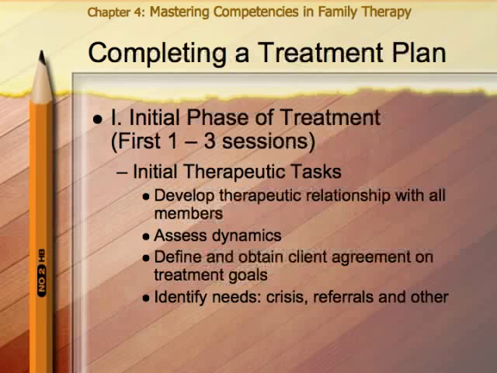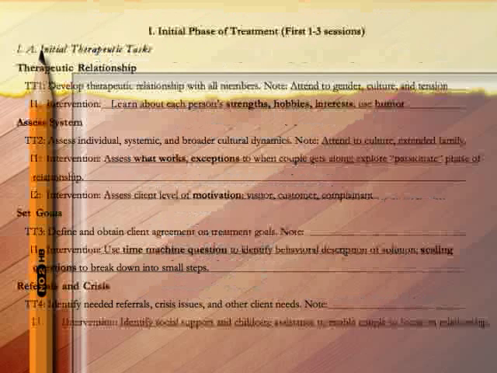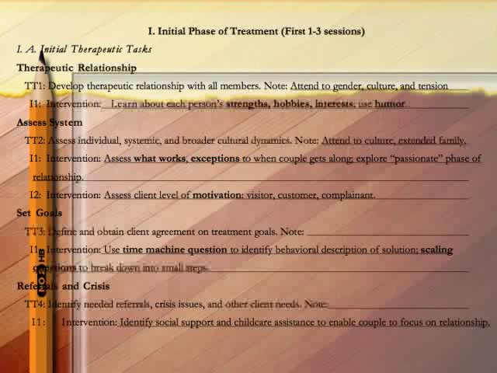So again, in this example treatment plan, you can see how the therapist plans to learn about each person's strengths, hobbies, and interests, and use humor in order to develop a therapeutic relationship. In terms of assessment, they plan to use a solution-focused approach of assessing what works, looking for exceptions, looking for the passionate times in the couple's relationship, and also assessing their level of motivation, whether they're visitors, customers, or complainants. It's very standard solution-focused stuff.